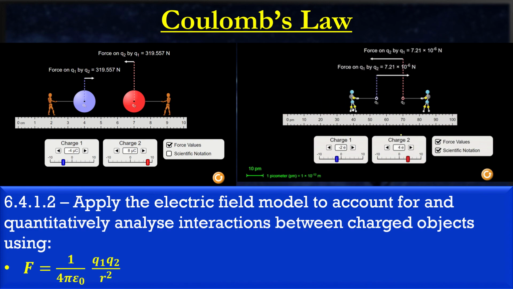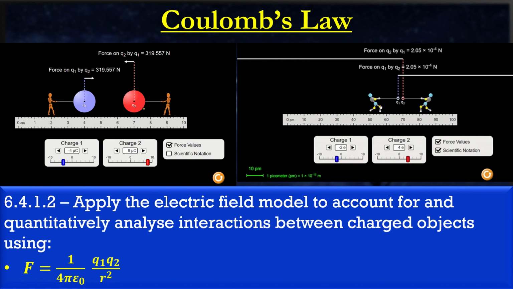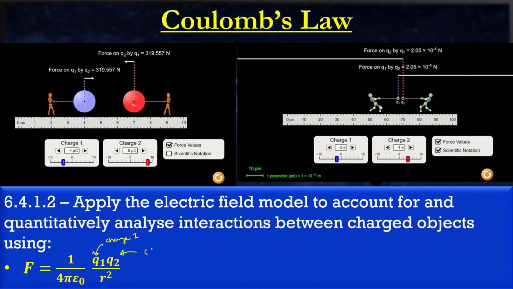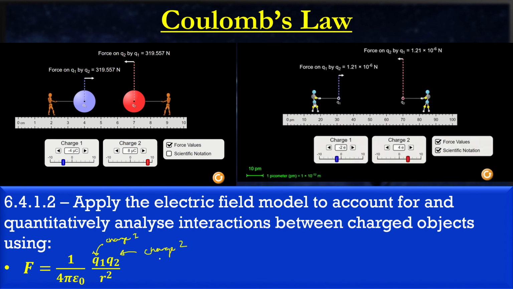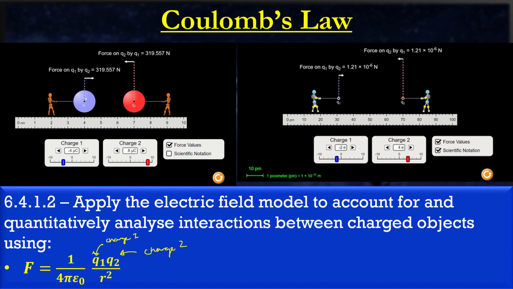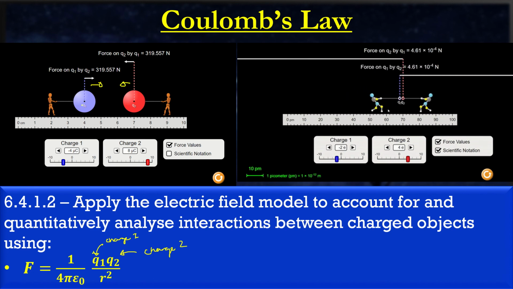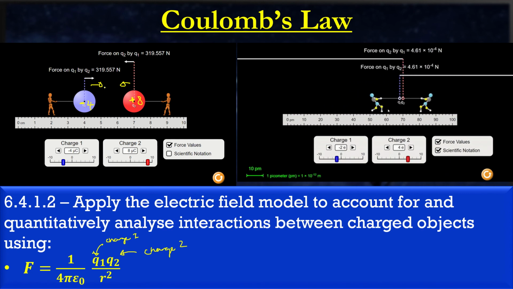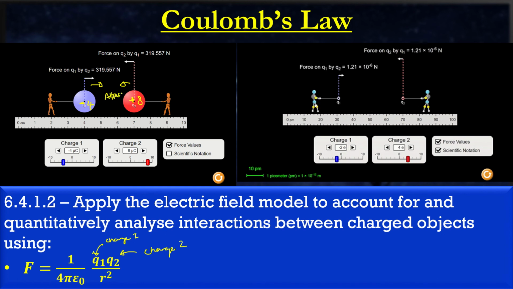Alright, the next one we have is Coulomb's law. This equation shows the interaction of, let's say, charge 1 and charge 2. And the question is saying, analyze and model the interaction between these charges. So you can imagine we have 2 charges. One is negative, one is positive. If we have different charges, they are going to attract.